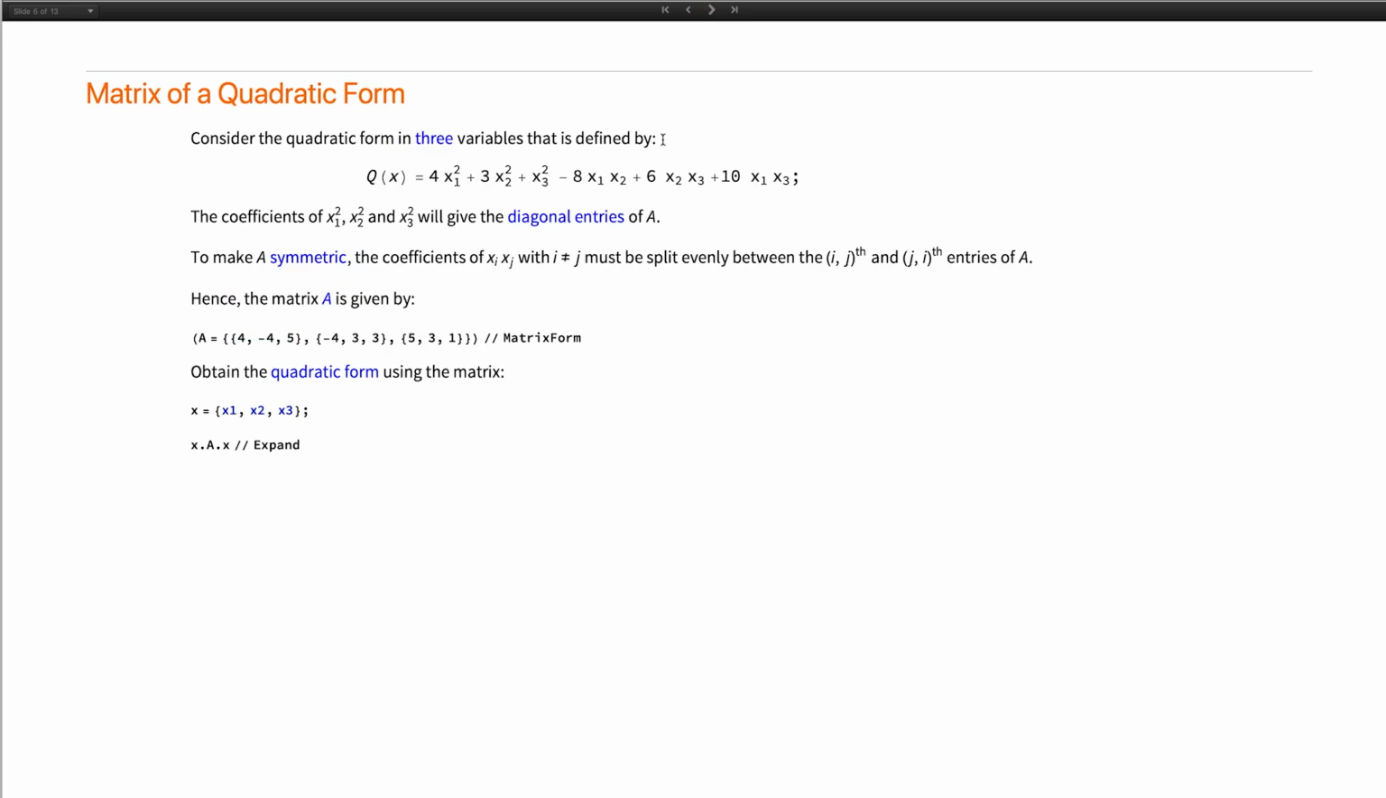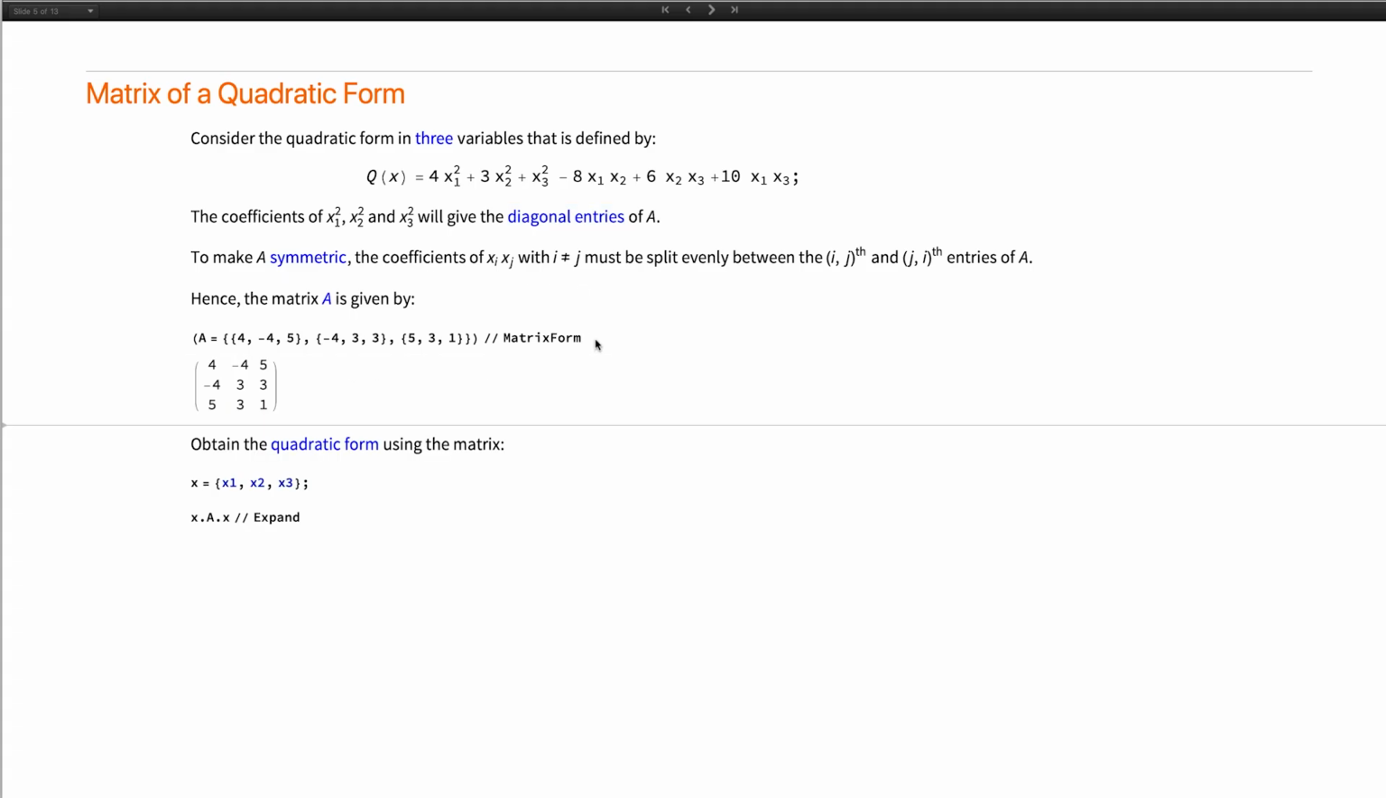Okay, so how about the other way around? Let's say you have a quadratic form like this one over here in variables x1, x2, and x3. Then how do you go from there to the matrix? Well, the coefficients of the square terms will give you the diagonal entries of A. And you want to make A symmetric, so you need to divide the other coefficients into halves. So here you are. This is the matrix for the quadratic form.